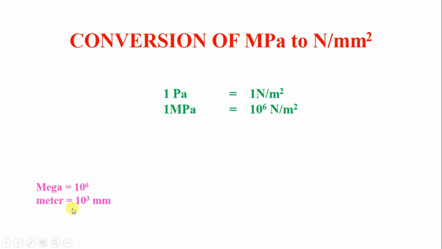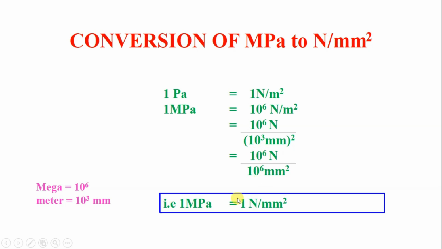Now in the denominator there is a meter. We have to convert it into mm. So what happens to that? 1 meter is equal to 1000 mm. That is 10 power 3 mm. If you square that, you will get 10 power 6 mm square. So in the numerator there is a 10 power 6. In the denominator there is a 10 power 6. Both these get cancelled and you will get 1 Newton per mm square. That is, the value of 1 megapascal is equal to 1 Newton per mm square. These units will be given in the book, so both are the same. That is why this conversion is explained.